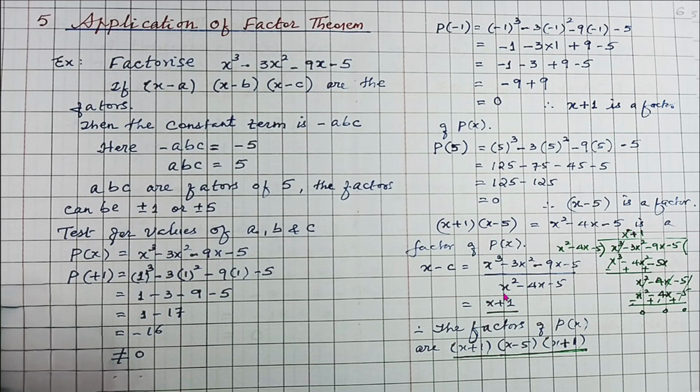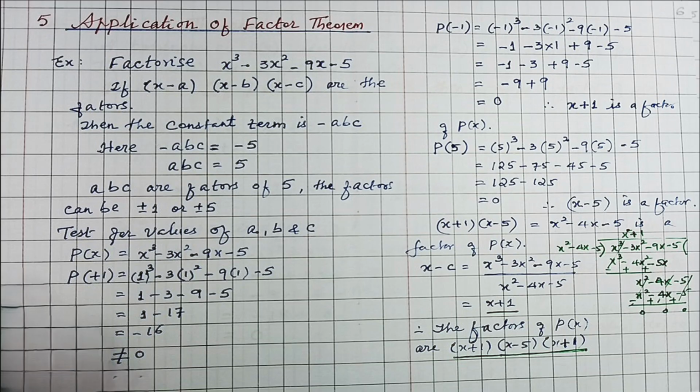Therefore x plus 1 is the quotient, and x plus 1 is the third factor of this polynomial. So in all, x cube minus 3x squared minus 9x minus 5 has three factors, and the factors are x plus 1, x minus 5 and x plus 1. So these are the three factors. It's a very important method, so learn this and practice this so that the method is clear.